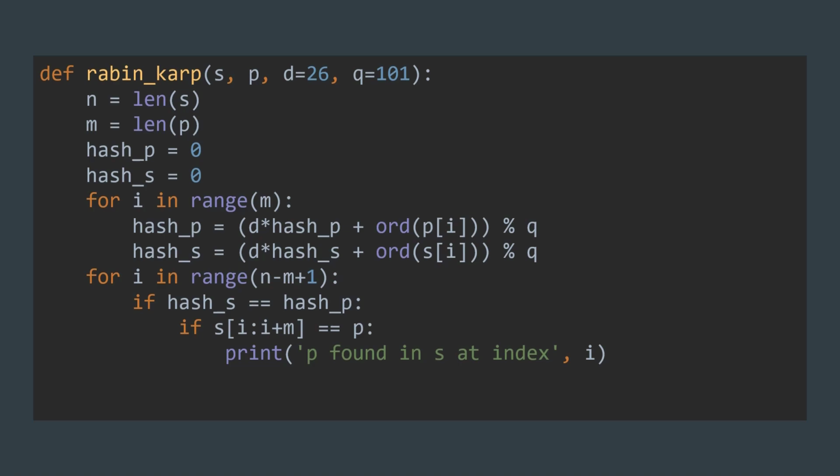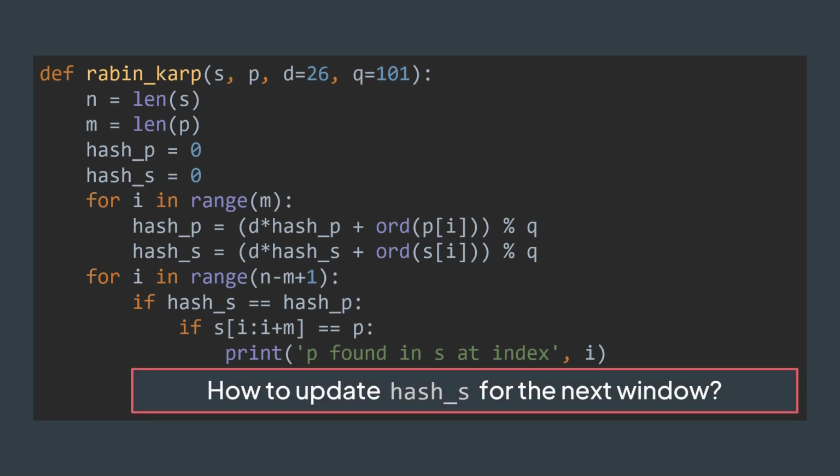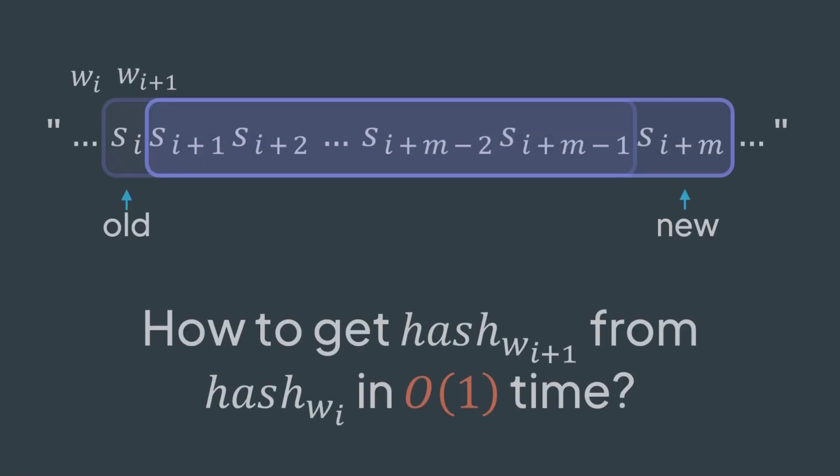That was for comparison, but what about updating hash s? We need to update hash s for the next window by removing the old character s of i and adding the new character s of i plus m. Yes, we can just calculate the hash again from scratch, but we don't want that. We want to go from the hash of the window i to the hash of the window i plus 1 in all of one time.